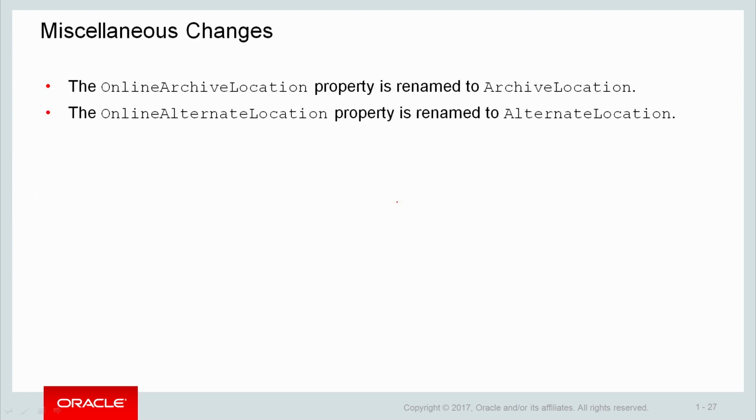Let's look at some miscellaneous changes now. The online archive location property has been renamed to archive location, and the online alternate location property has been renamed to alternate location. Both will still work for the time being.